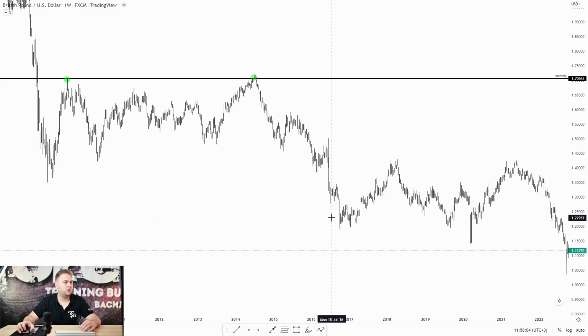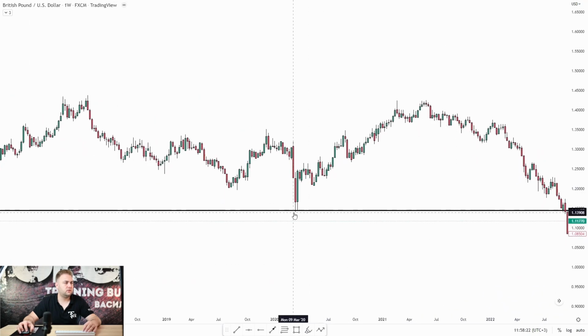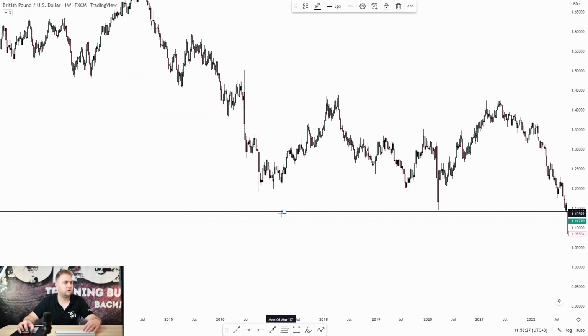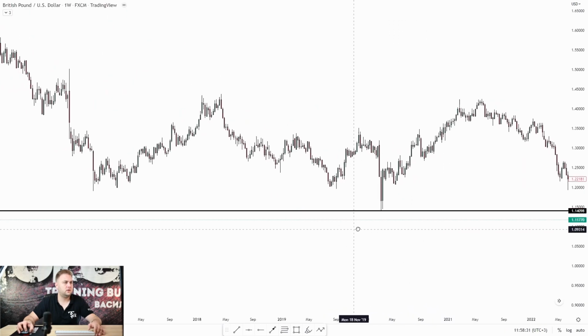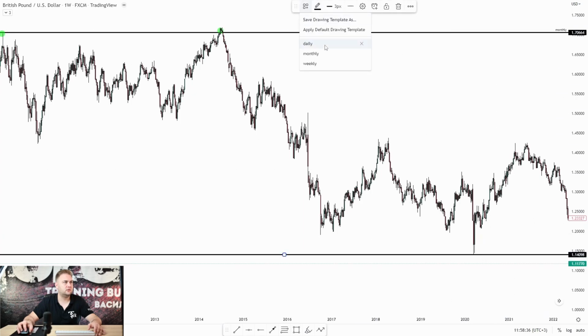Okay, where will be my level of support, the monthly level of support? Here you can see that in March 2020, the price has been on the lowest point over the past 10 years. I'm gonna make it exactly there. Here it is. And this is our monthly levels of support and resistance.